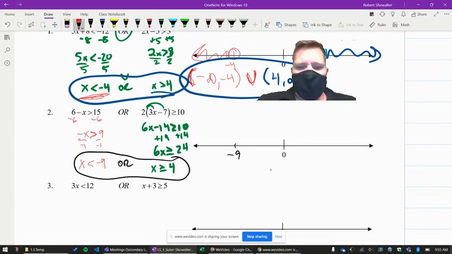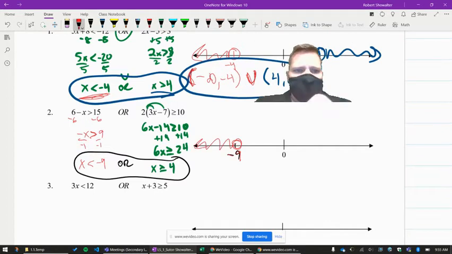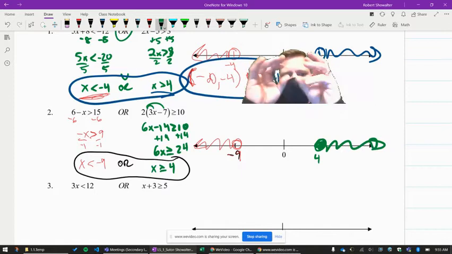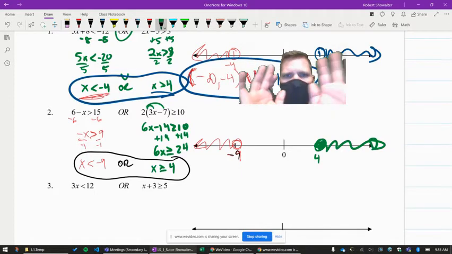-9. This is the graph of the red one. Open circle. It says x is less than -9. The green one is greater than or equal to 4. So we get that one. Okay. So now it's an or, so we just leave it. We're done. We're good.